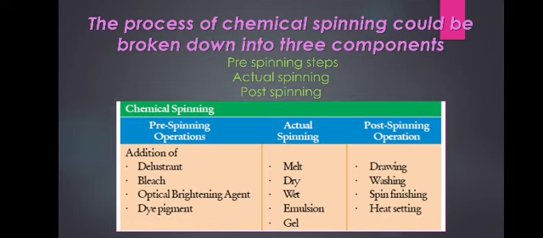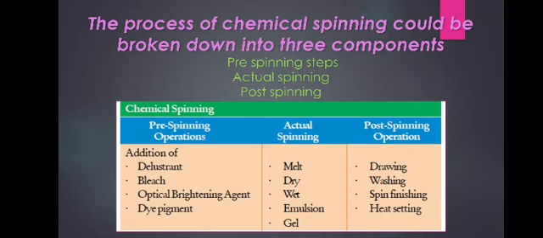Next is the emulsion spinning process. In the emulsion spinning process, the polymer is made into an emulsion. The solution used in the spinneret is in the form of an emulsion, and this emulsion is passed through the spinneret to form the thread. Next is the gel spinning process. The polymer is mixed with the solvent to form a gel, and this is passed through the spinneret to form the man-made fiber. So these are the different processes by which man-made fibers are formed.